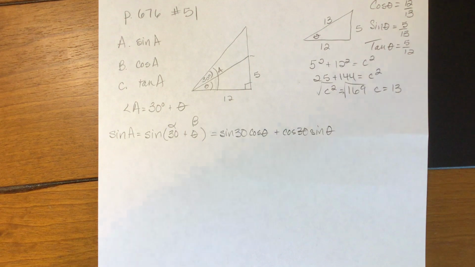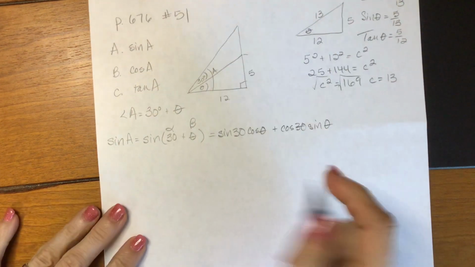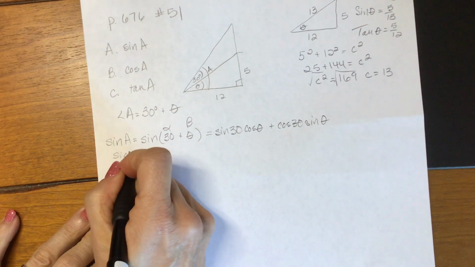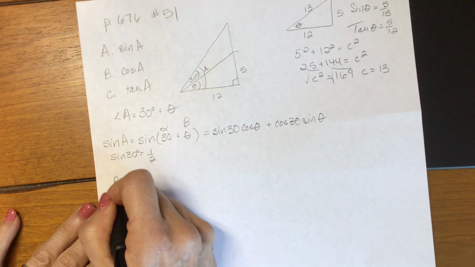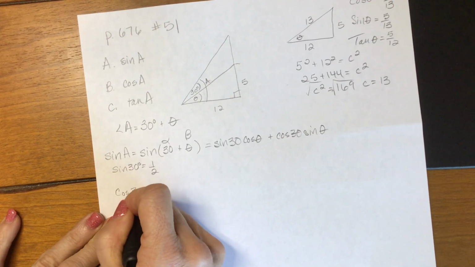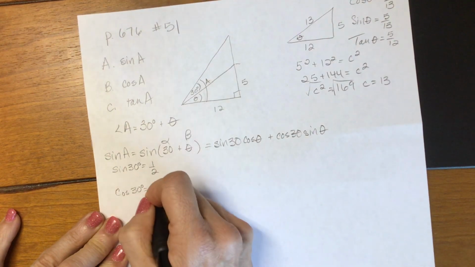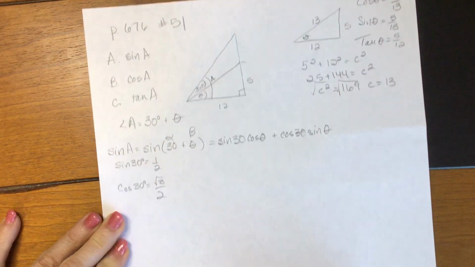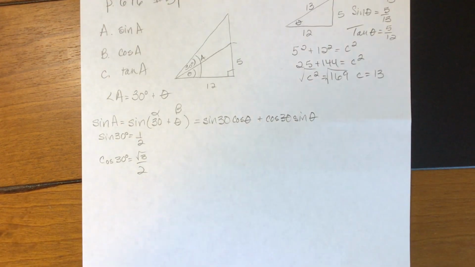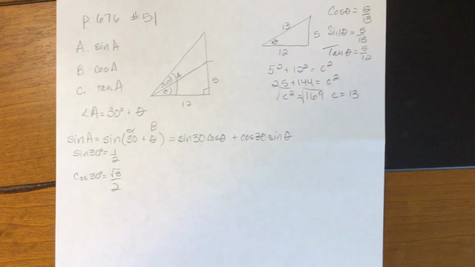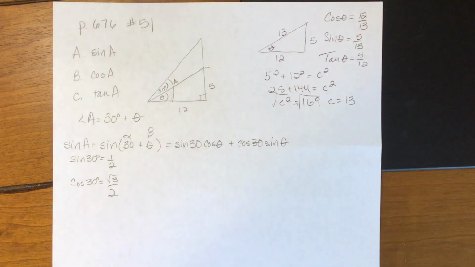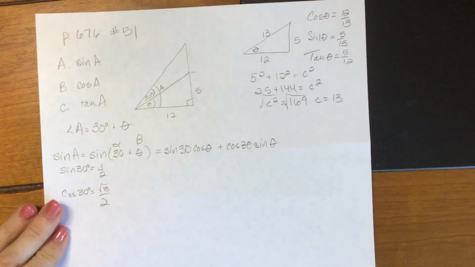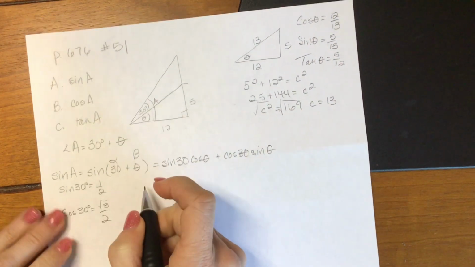And we have all those values. On a 30, 60, 90 triangle, we know that sine of 30 is 1/2. And we know that cosine at 30 degrees is √3/2, because those are the values from our unit circle. We also know cosine of theta is 12/13 and sine of theta is 5/13. So we now can solve for sine of A.